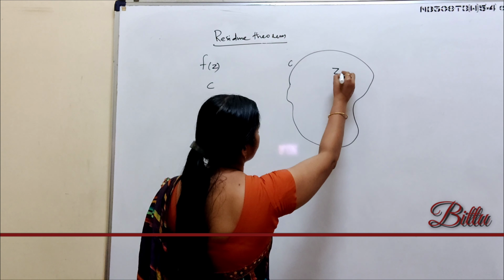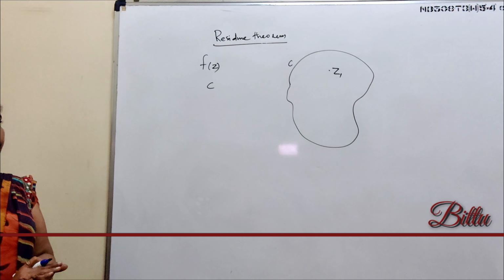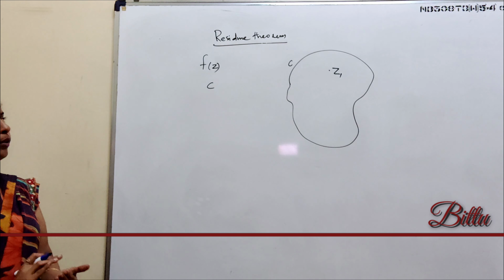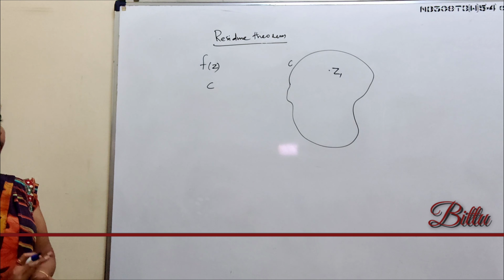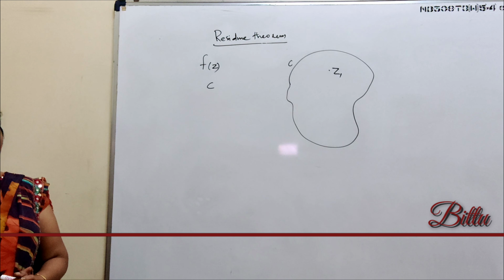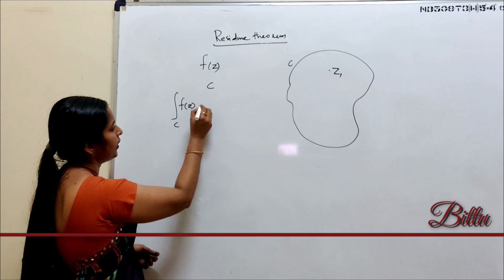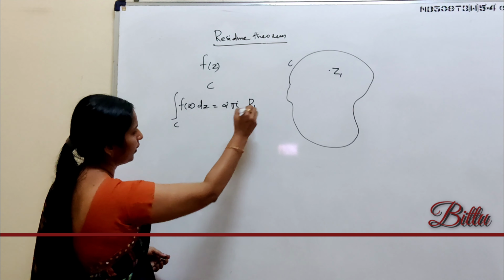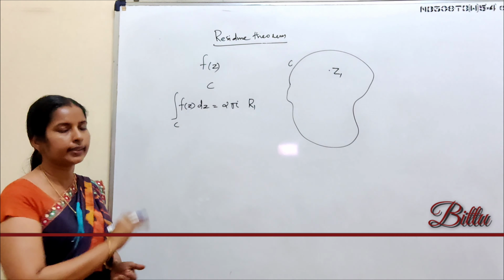You consider a point z1 within C. Assume f(z) is not analytic at z1. That is, z1 is a singular point of f. Also assume z1 is the one and only singular point of f(z) which lies within C. Then the residue theorem states integral over C f(z) dz is 2 pi i into R1. Here R1 is the residue of f at z1.